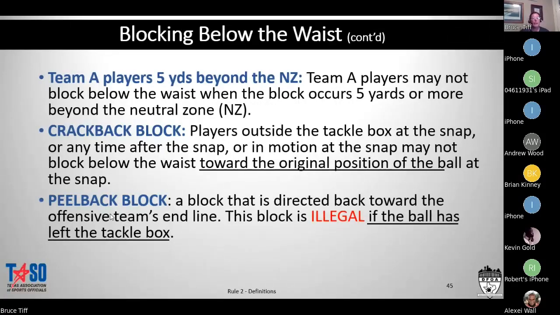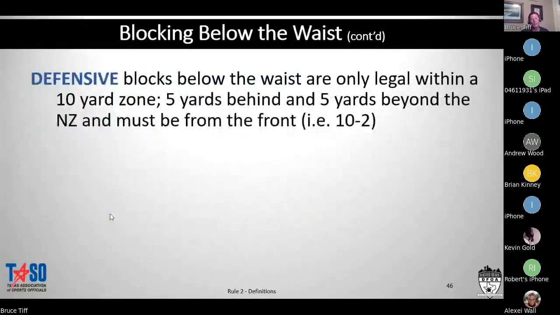Okay, now let's talk a little bit about Team B, or whoever's on defense. Most of the time it's going to be Team B, but if we have a change of possession, it could change. But defensive blocks below the waist are only legal within a 10-yard zone, 5 yards behind and 5 yards beyond the neutral zone. And the defensive team is always restricted to 10-2. They do not get the full front and side, that 9-3 region.